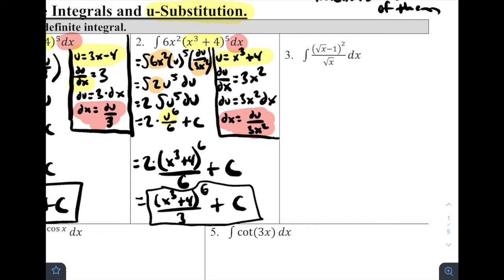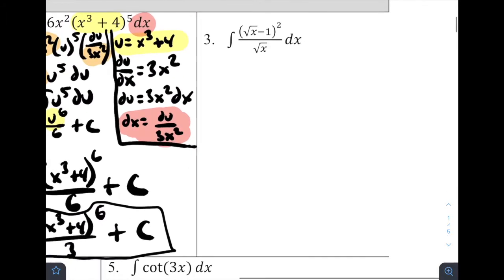Nice. What about number 3? Well, got some square roots. We got a numerator and denominator. Yuck. Well, in this case, I'm going to try to find the inside part. I notice again, this square root of x minus 1 is inside the parentheses. It's being squared. Let's try calling that u.